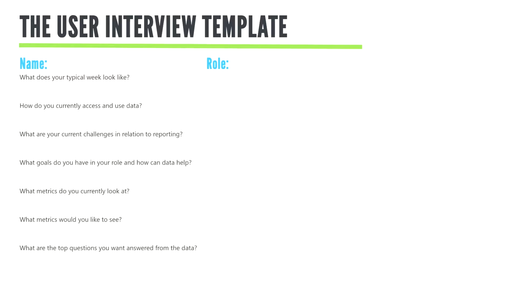What goals do you have in your role, and how can data help? Those goals should obviously be aligned to the business, because hopefully the business has defined the goals for this role. What metrics do you currently look at? So this is the same as the stakeholder. What metrics would you like to see? And this is where we want to check, is that aligned to the stakeholder objectives? And what are the top questions you want answered from the data? So similar again, but we want to spend more time on the questions here.